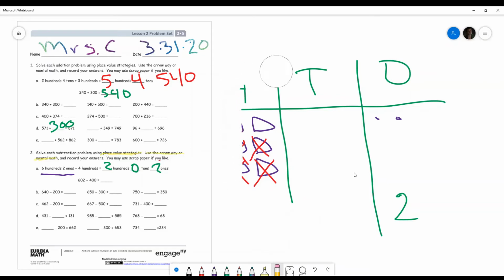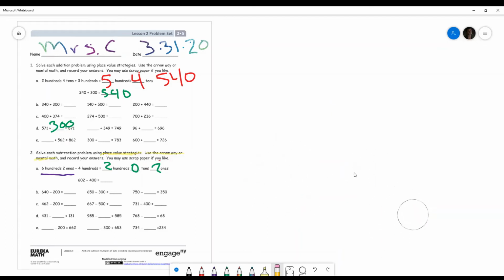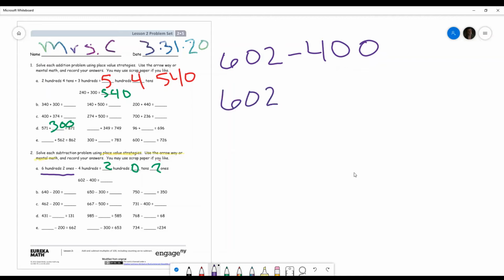Now let's look at the next part of A. And let's use the arrow way to solve 602 minus 400. So let's write our problem. Now remember, we're going to count backwards. We're not adding this time, we're subtracting. So let's start at 602. And we have 400 to take away, so I'm going to take away 100. So it's kind of like skip counting backwards. The ones place does not change and the tens place does not change. We're only changing the hundreds spot and that's it.